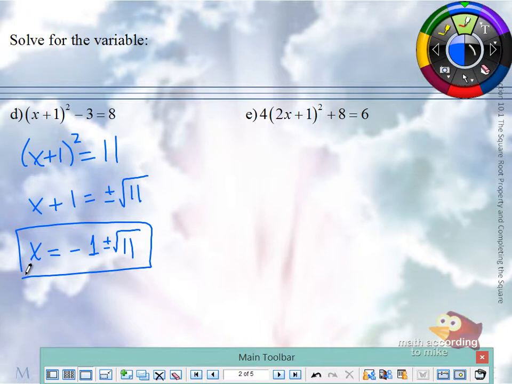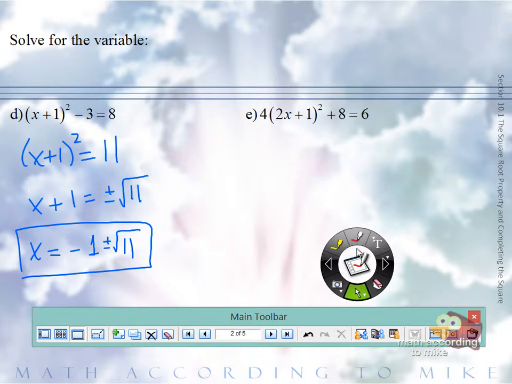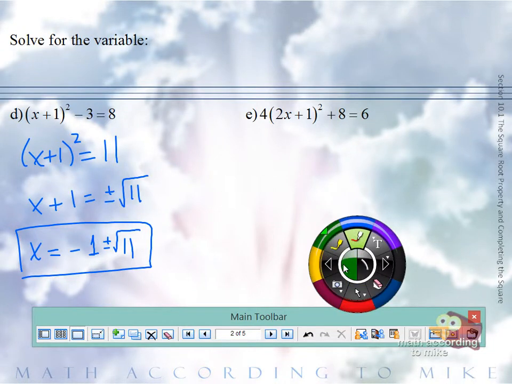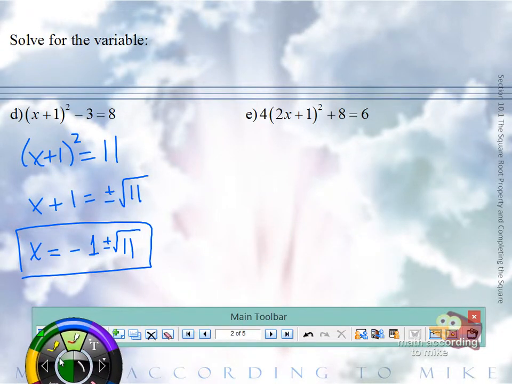All right, give E a go. All right, isolate. What do we do with that 4? I lied. What do we do with that 8? Subtract. What do we do with the 4 then? You can't distribute. Why can't you distribute? Because there's an exponent. Exponents before multiplication.